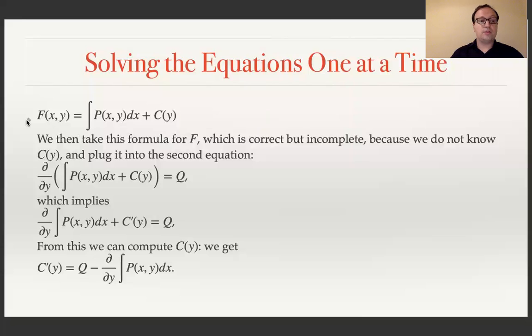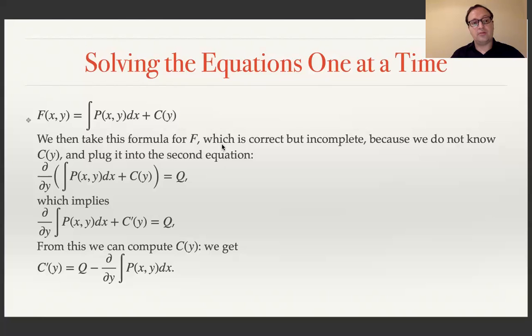So now we solve the first equation by integrating in x, and we get that f of x and y is equal to the integral of p of x and y dx plus c of y. So this is a valid formula for f. It's a true formula, and we have almost solved the problem, except that we don't know what c of y is. So that's why we need to take this formula for f and plug it into the second equation.